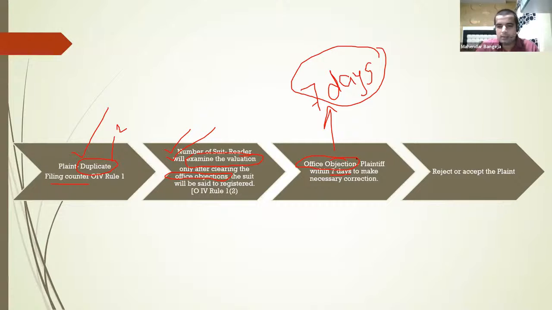Now office objections can be, for example, that the translated copy is not properly translated, the photocopy is not appearing to be in a proper format, the format of the plaint is not correct, the signatures of the plaintiff are missing, or the verification is missing. So all those objections are raised by the filing counter. Then what happens in court?